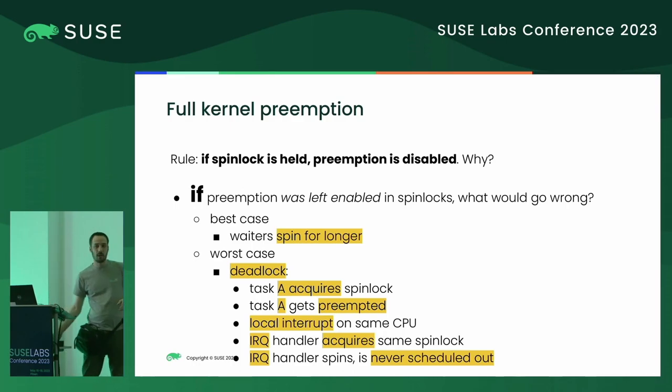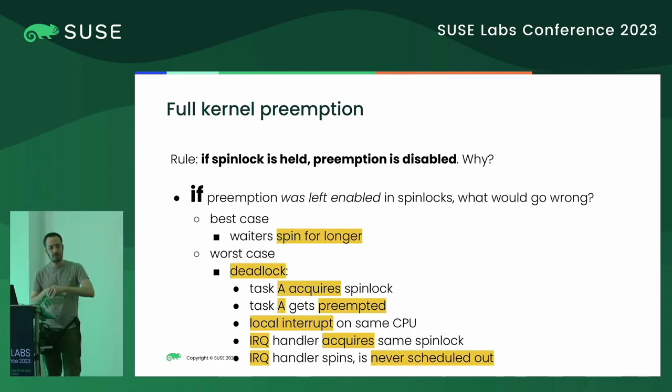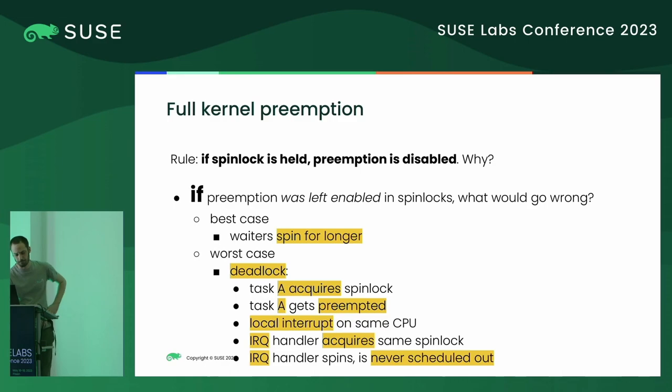Then there are all the other places where schedule could be called. This is something I'm not sure about. If someone can explain this to me, it must be some basic notion that I'm missing. Anyway, why we need to disable preemption upon holding a spin lock, and this is one of the core tenets of full preemption. I found several reasons on the large and wide internet.